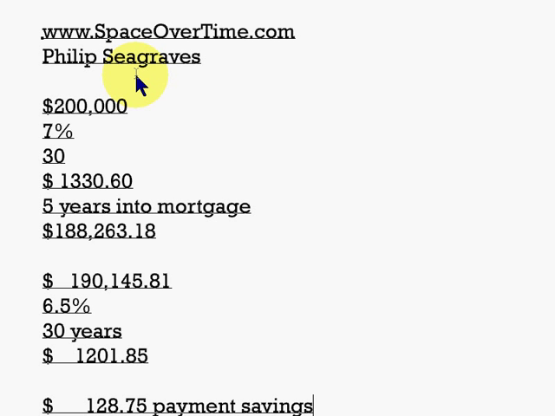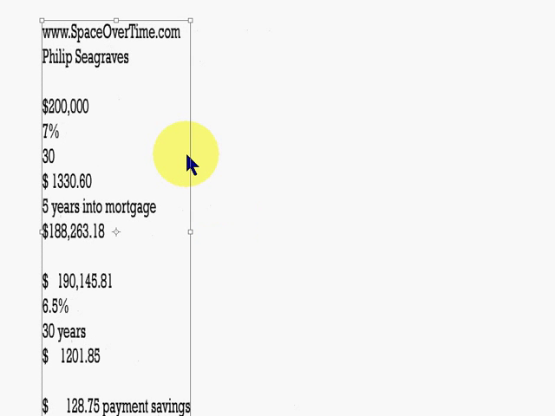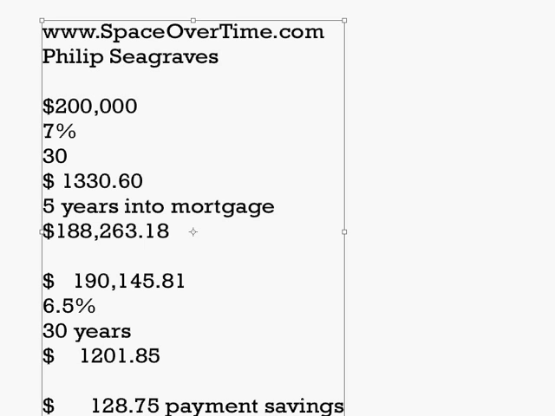But as I had mentioned earlier, that $128.75 comes at a cost. The downside of refinancing is one day I'm going to have to pay off a higher mortgage amount. Well, what's the difference going to be in those two amounts? Well, let's take a look. First thing let's do, we'll shrink this stuff out of the way. We'll come back to it. I didn't mean to do it that way.